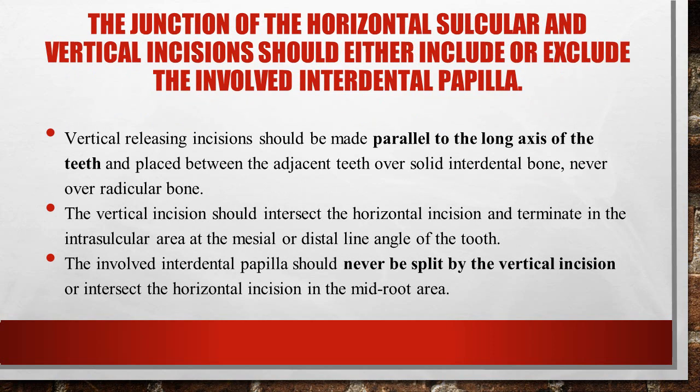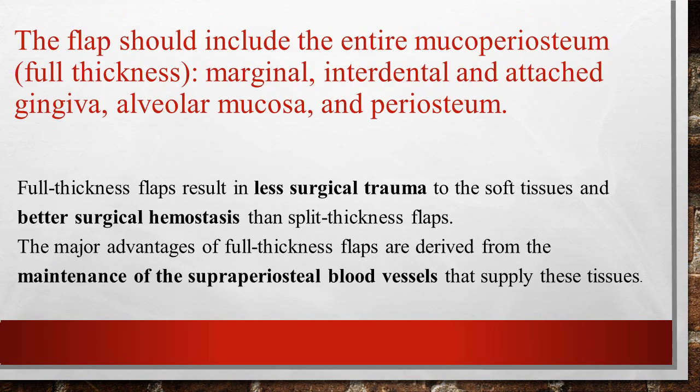The junction of the circular and vertical incision should either include or exclude the involved interdental papilla. This you had seen in the diagram in the previous slide. So what we prefer is that we include the interdental papilla. We don't exclude it, for cosmetic reasons. And the interdental papilla should never be split by the vertical incision. So the vertical incision should either be distal to it or mesial to the interdental papilla. It should never be in the middle. It should never split it because the healing will be poor.